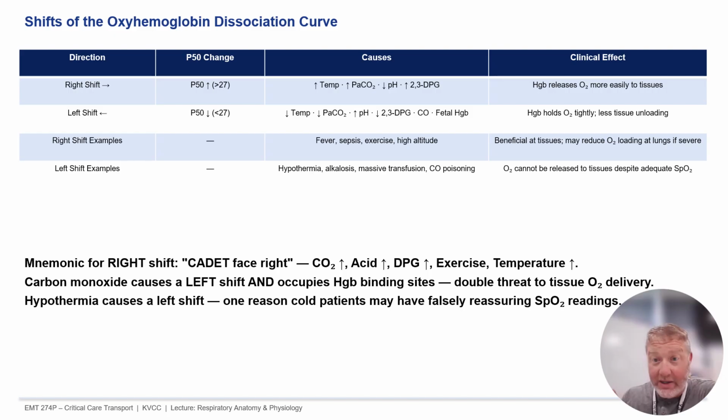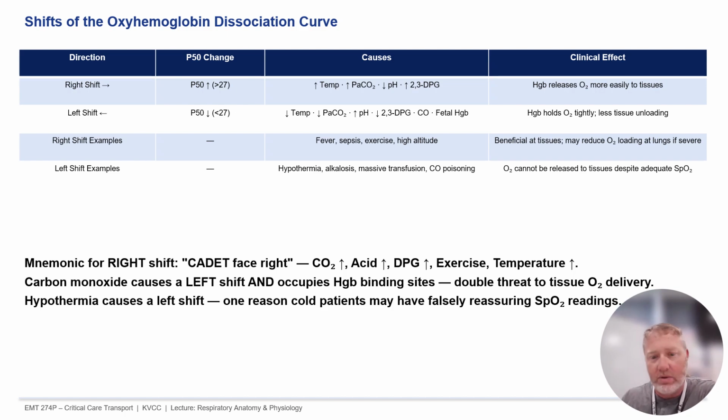Carbon monoxide, I'm sure you see plenty of those patients. Carbon monoxide deserves special attention. It shifts the curve left, and it occupies hemoglobin binding sites directly. So that's a double threat. That's why CO poisoning is so dangerous, even at SpO2 values that look normal on a standard pulse ox.